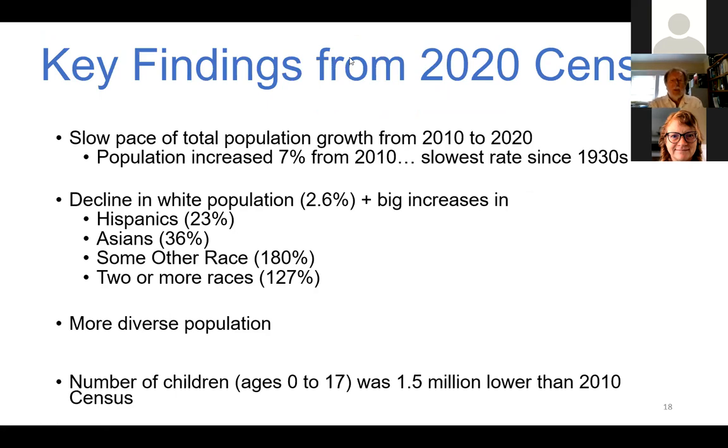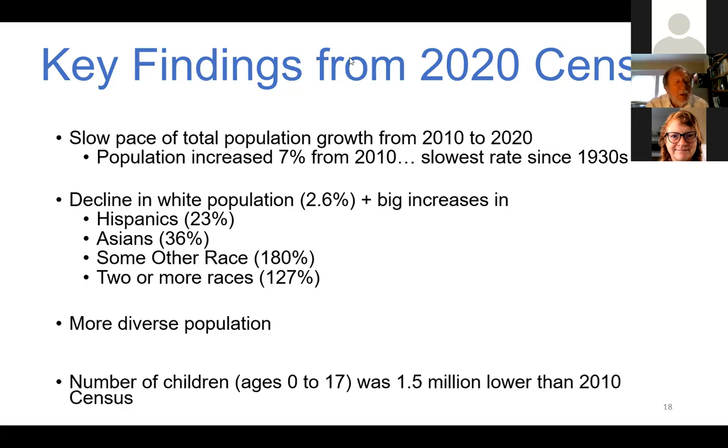One of the big issues that came out, and this is really not new because we've been tracking this pretty regularly, is that the increase in the total US population between 2010 and 2020 was 7%. That's the lowest rate of increase since the Depression decade of the 1930s. So population growth is slowing down.